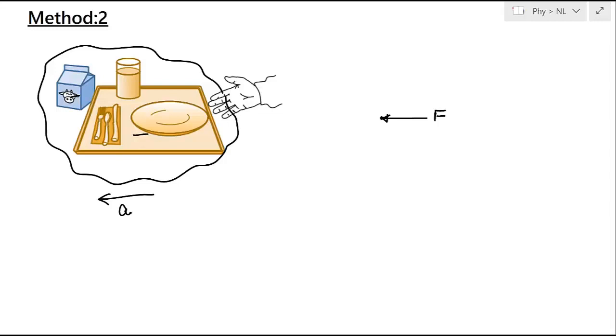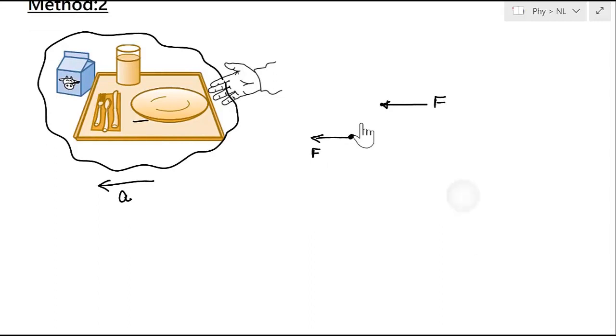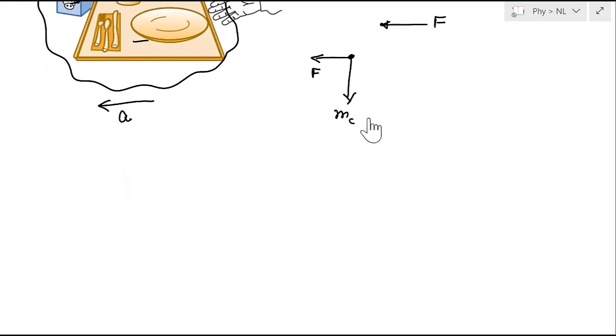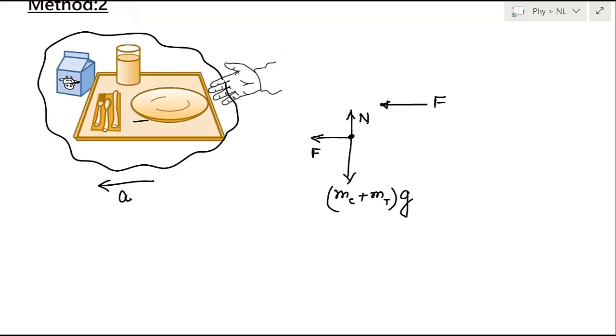If I consider only the x direction motion, you can draw the free body diagram by showing the y direction also. So this is my tray plus cartoon system. The force is acting in this direction, this is F. Then this is acting in the downward direction, that is basically (mc plus mt) times g, and then you have a normal reaction that is different from the previous normal reactions N1 and N2. Now you apply Newton's second law in the x direction, and this is the positive direction.